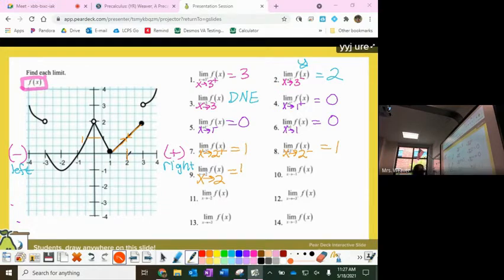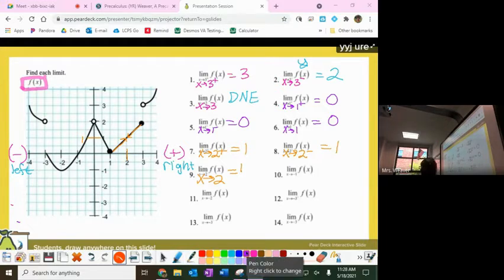Because it doesn't matter how far over you pick, it's as we approach 2, so we don't care until we're getting super close to 2. Okay, that makes sense. So it's just as we approach 2. As we get really close to 2, where are we? Okay, thank you.